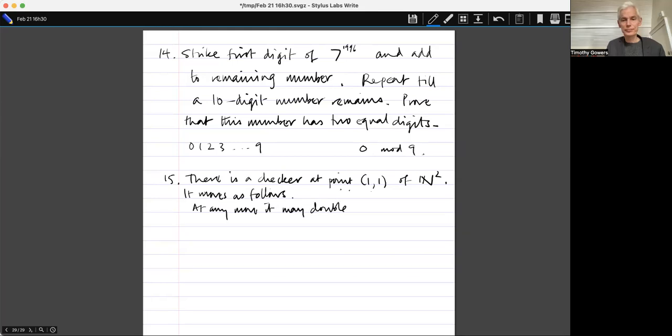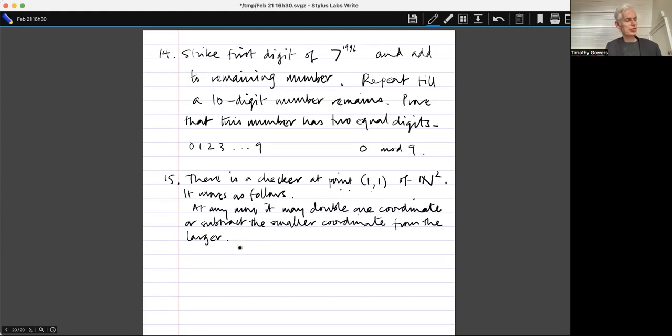one coordinate, or subtract. I've seen something a bit like this before, the smaller coordinate from the larger. Which points of the lattice can the checker reach? Oh, okay. So it looks as though there'll be two parts to this. Ruling out certain points and then showing that you can get the other ones.